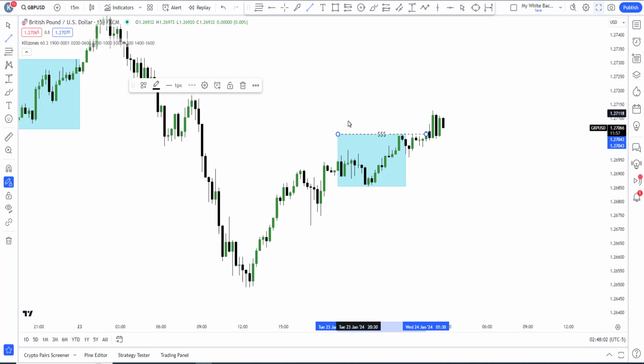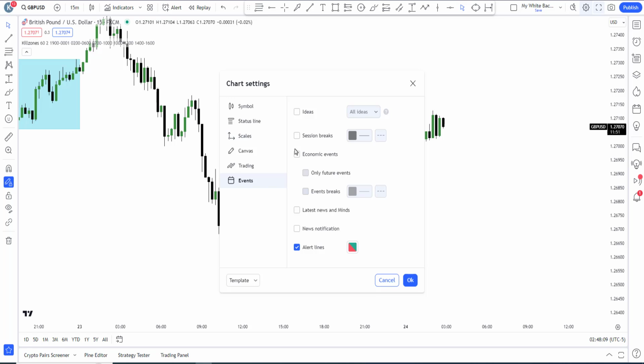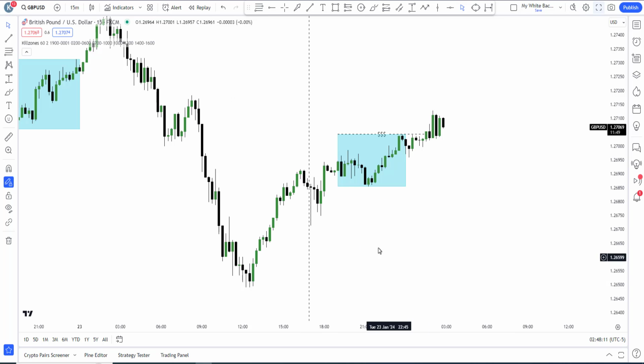It will automatically plot the range of Asia. And if you want to get it correctly, you can go to settings, come to events, and then session breaks. Session breaks basically gives you, look at this. This is the dead hour, and this is Asia, the entire movement of Asia.